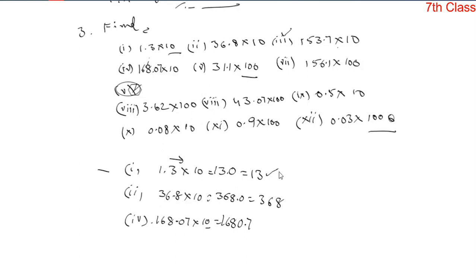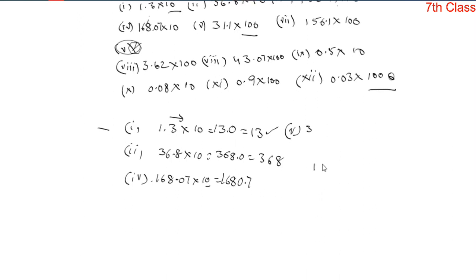Now, the fifth one is, what is the fifth problem? 31.1 into 100. 31.1 into 100 means here 2 zeros are there. So, you should move the decimal point towards right 2 digits. But here how many digits are there in decimal part? Only 1. So, you can write this one as 31.10. 31.10 and 31.1 both are same.